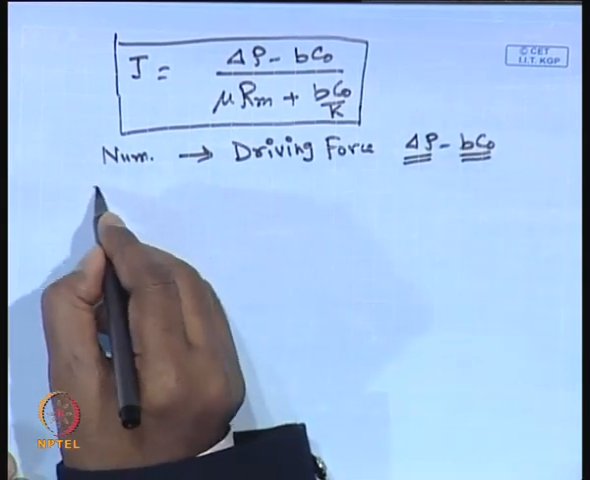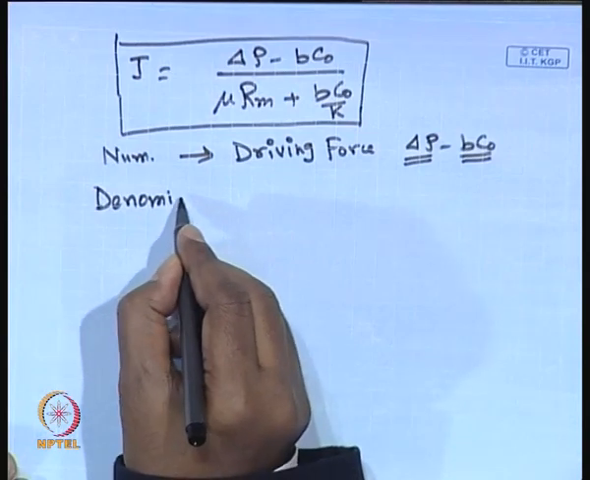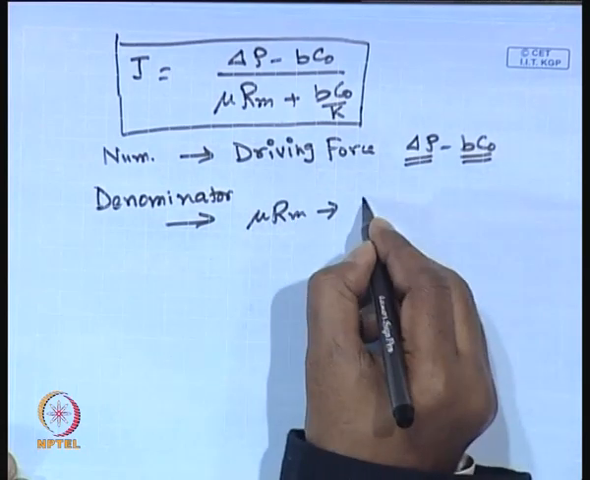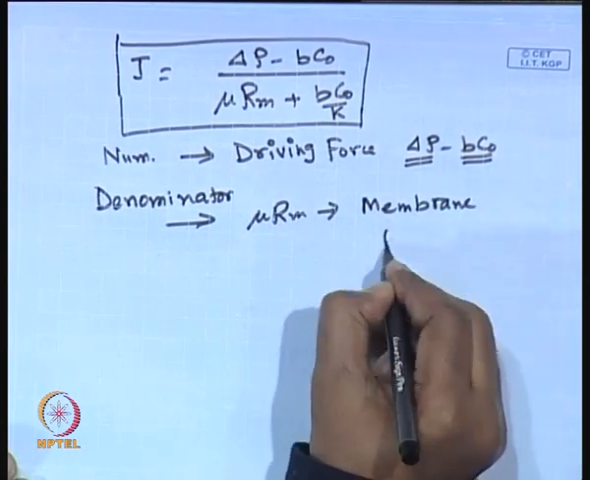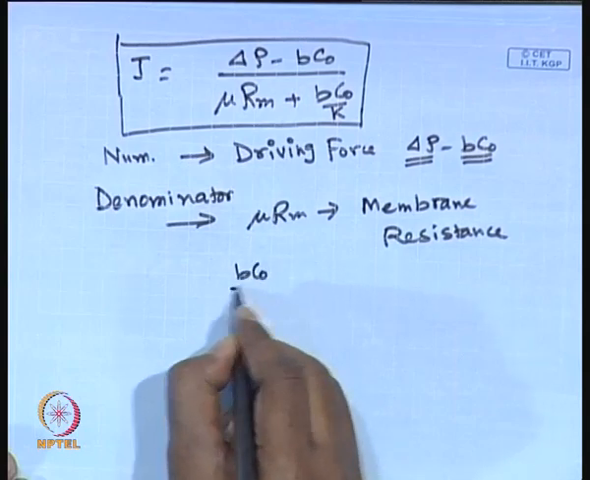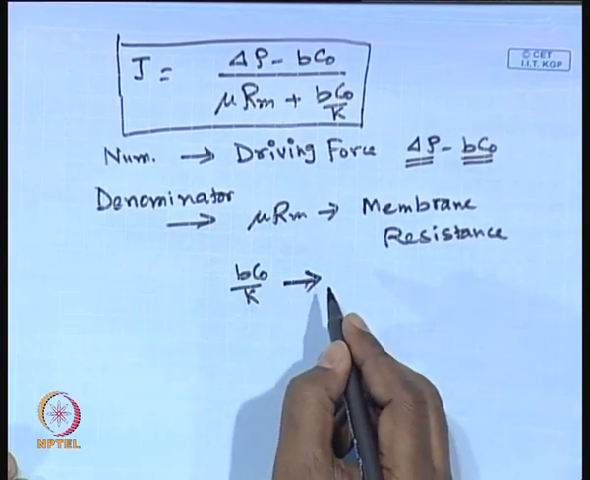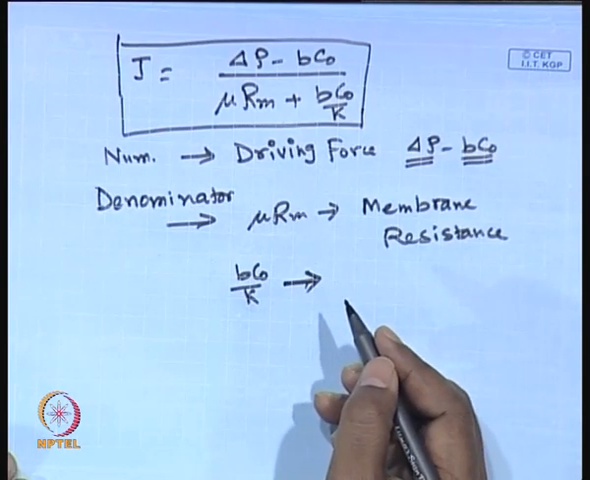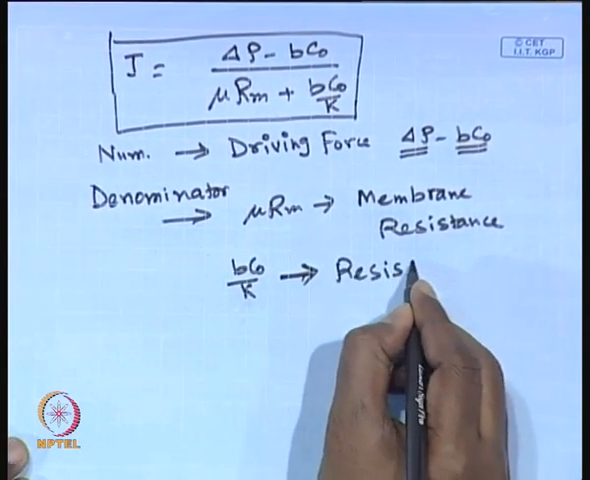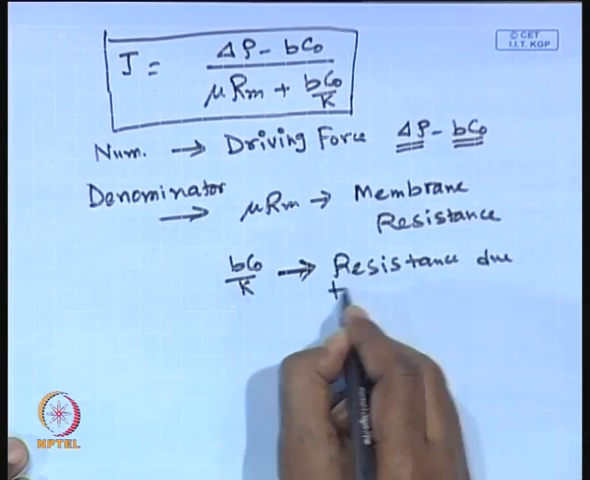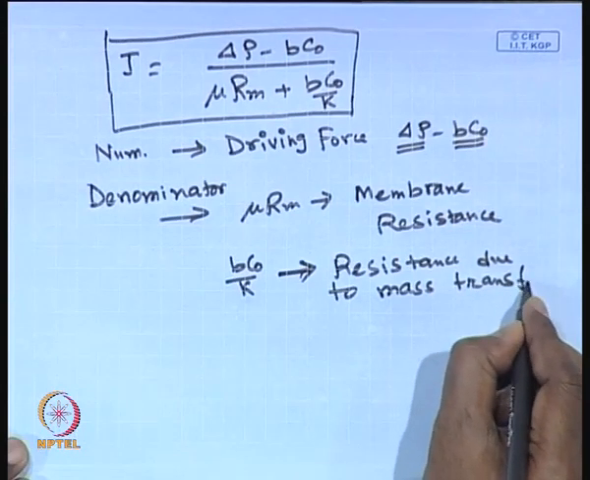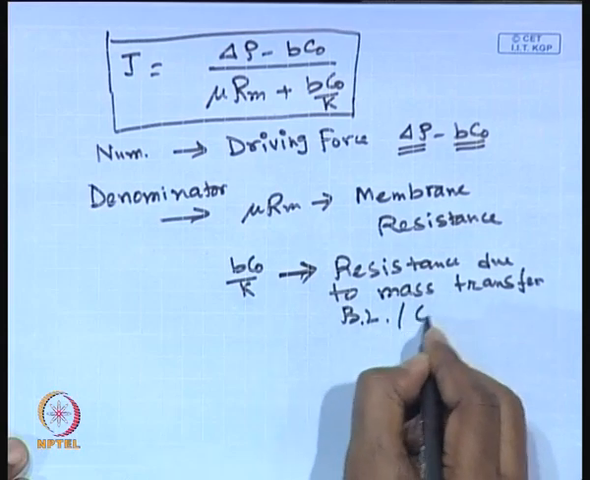The first term of the denominator gives the membrane hydraulic resistance. The second term, if you remember, what is the mass transfer coefficient? It is the inverse of the resistance offered by the mass transfer boundary layer or concentration boundary layer. So, this gives the resistance due to the mass transfer boundary layer or concentration polarization.